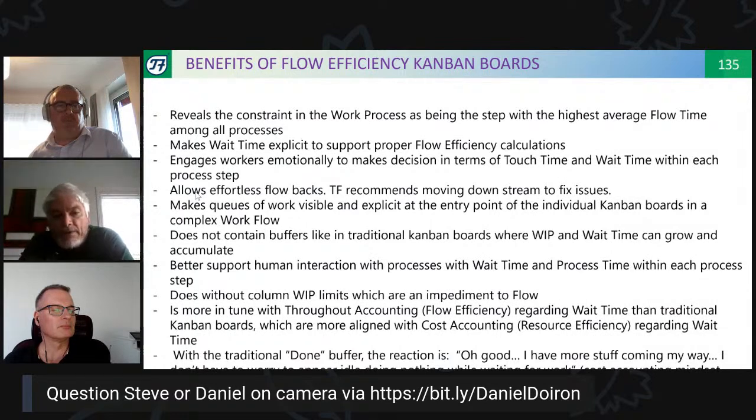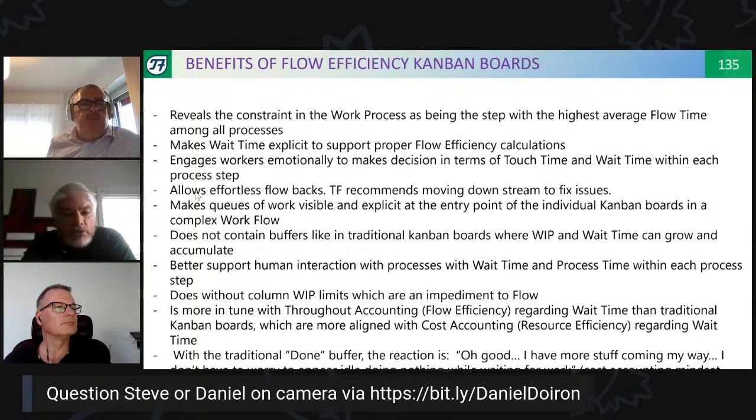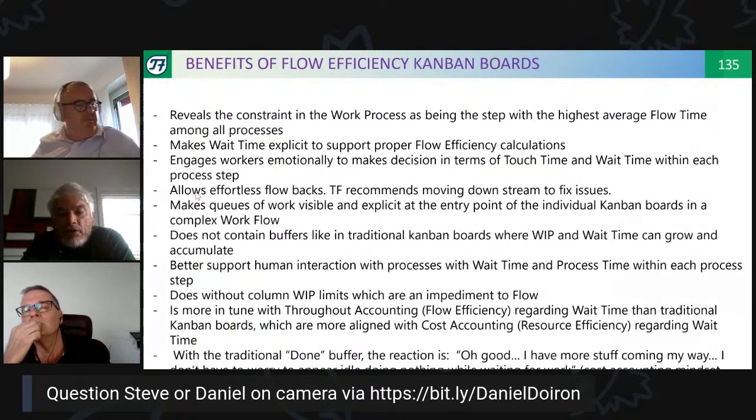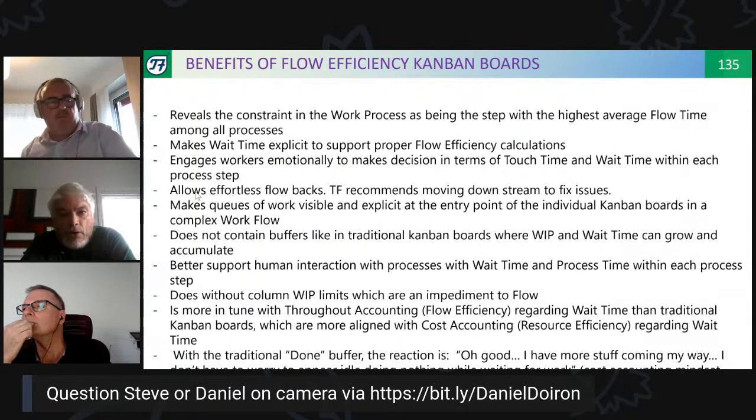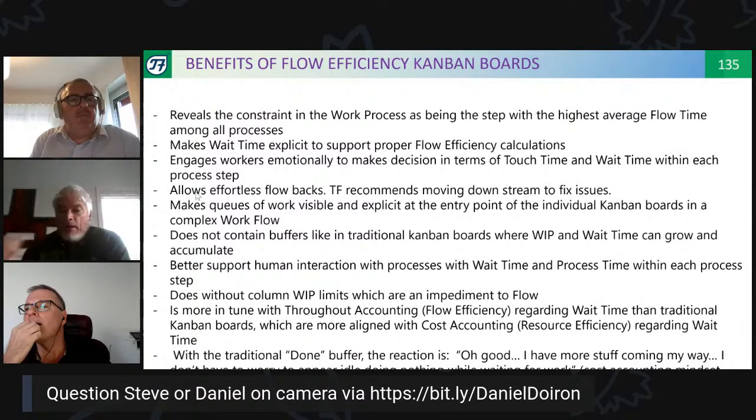They do without column WIP limits, which are an impediment to flow and a trigger for special cause variation detection and action that are not needed. They are more in tune with throughput accounting, flow efficiency regarding wait time, than traditional Kanban boards, which are more aligned with cost accounting, resource efficiency regarding wait time. And with the traditional down buffer, the reaction is all good: I've got more work coming my way, I don't have to appear idle, not doing anything while work is coming.